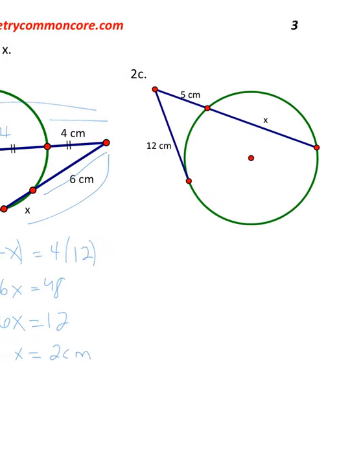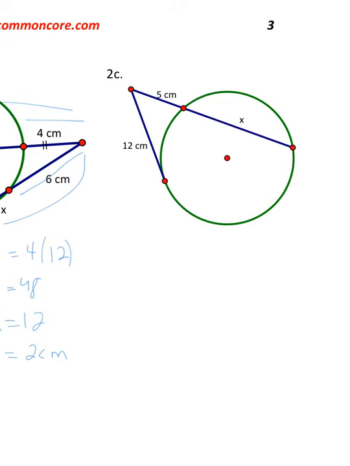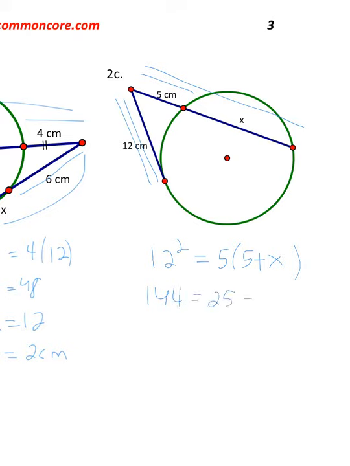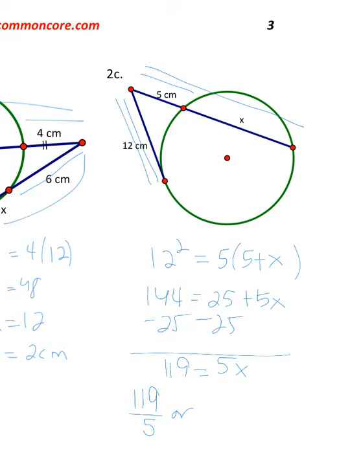And last but not least, we take a look at 2C where we have a tangent-secant relationship. And so to recall, we take the tangent segment times itself, and we set it equal to the outside part of the secant times the whole secant segment. And so we'll have 12 squared equals 5 times 5 plus x. We get 144 equals 25 plus 5x. Subtract 25 from both sides. 119 equals 5x. And so we can divide by 5 and say 119 over 5, or 23.8 centimeters is the value of x.